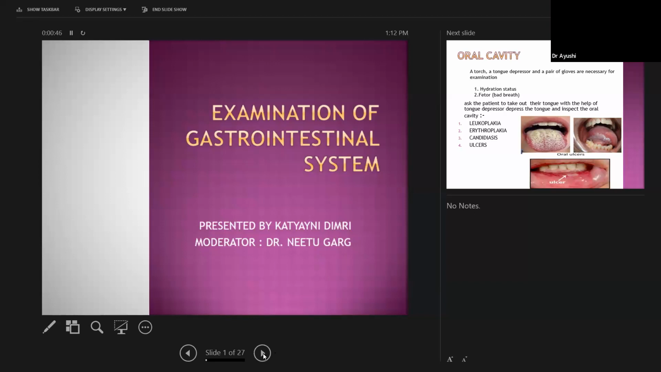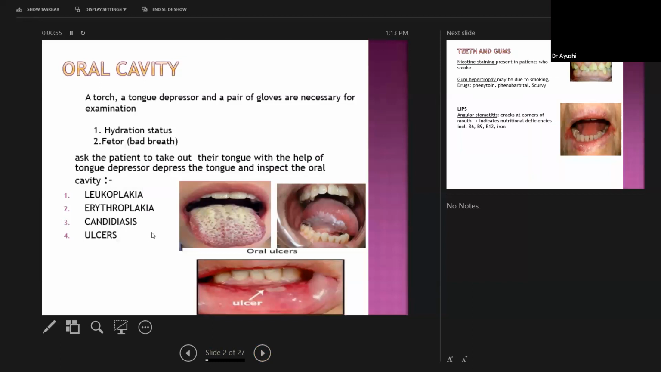Good morning, everyone. Today I'm going to present the examination of the gastrointestinal system. First, we'll start with the oral cavity. We will be needing a torch, a tongue depressor, and a pair of gloves for the examination. We'll first see the hydration status and the fetor, that is, if there is any bad breath.